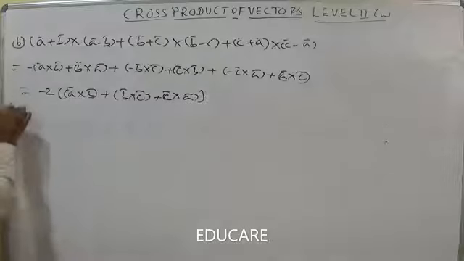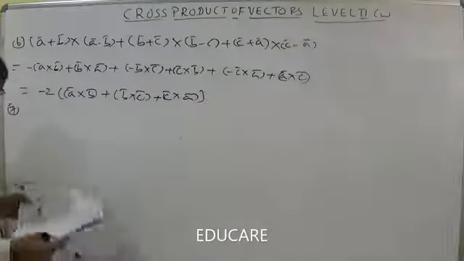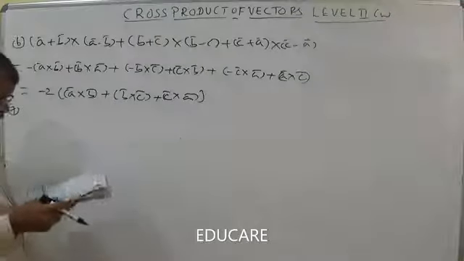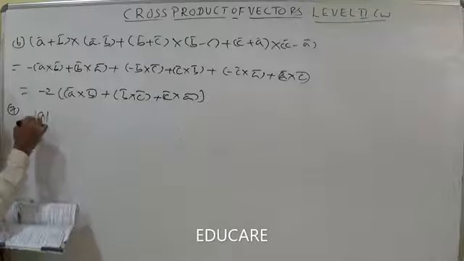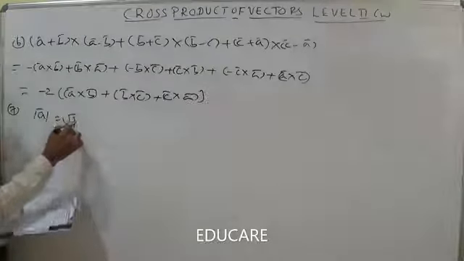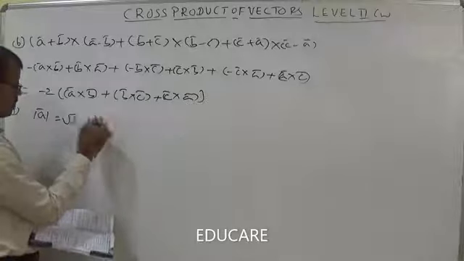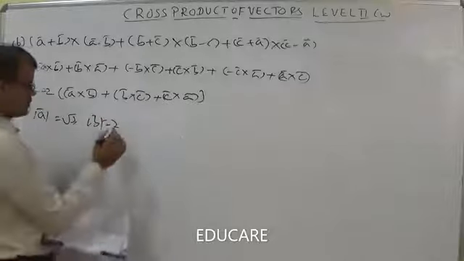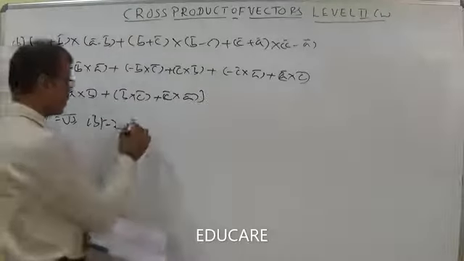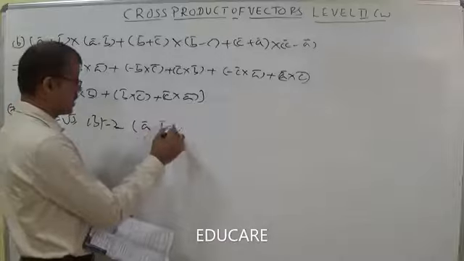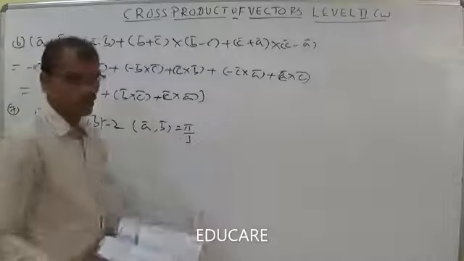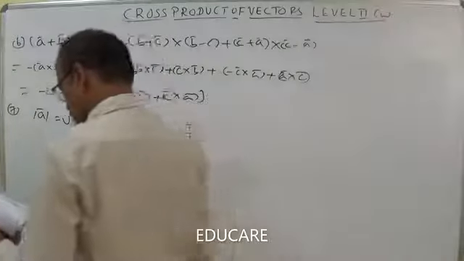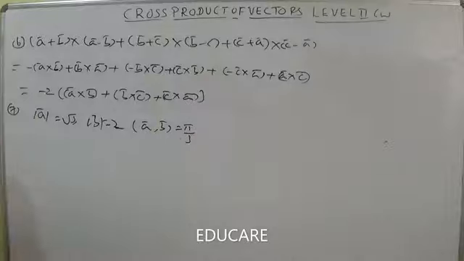Sixth question completed. Seventh one, vector area. Regarding area, he is giving a, b such that mod a bar is equal to root 3 and mod b bar is equal to 2. Next, the angle between the two vectors a bar, b bar is given as pi by 3. Then the area of the triangle with adjacent sides.